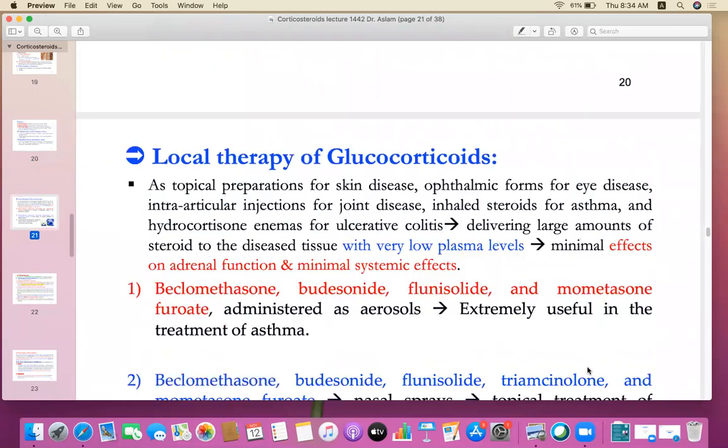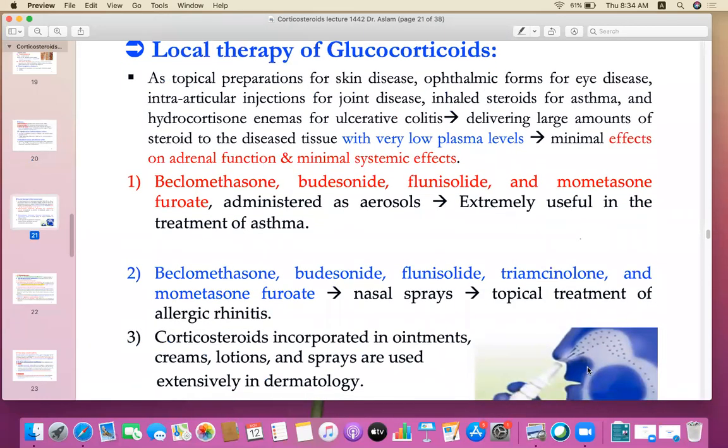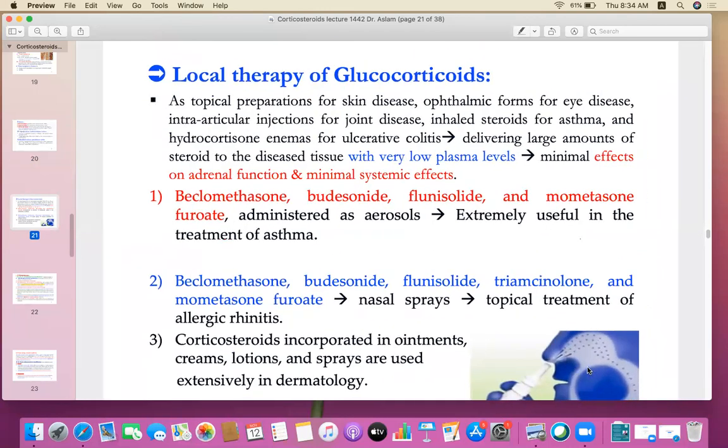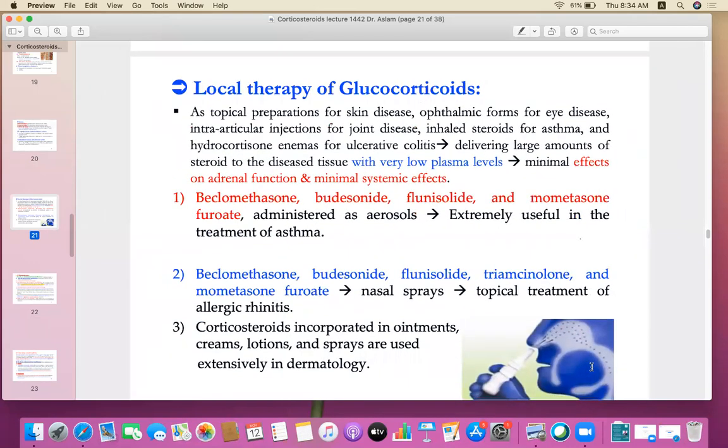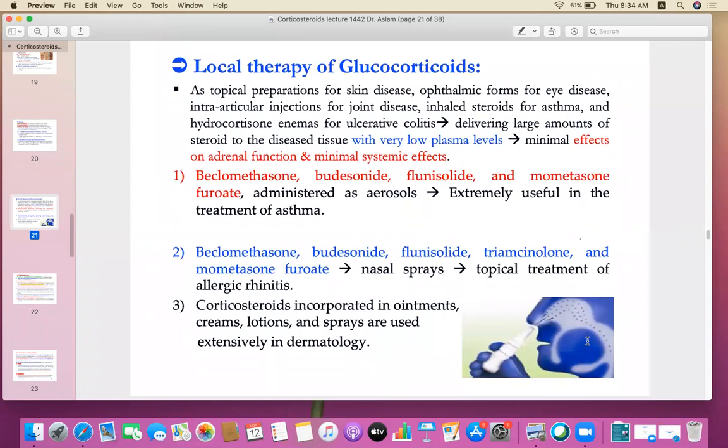So this is about the modified release tablet. Now, corticosteroids are also available in the form of local therapies. Local therapy of glucocorticoids. Now what is the importance of the local therapy?